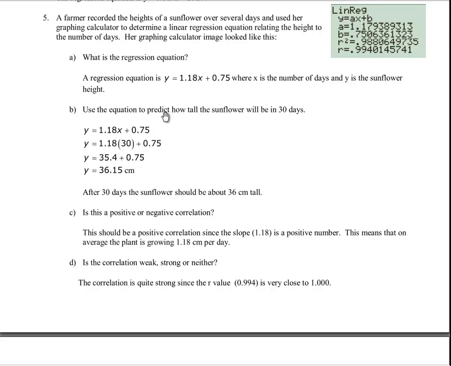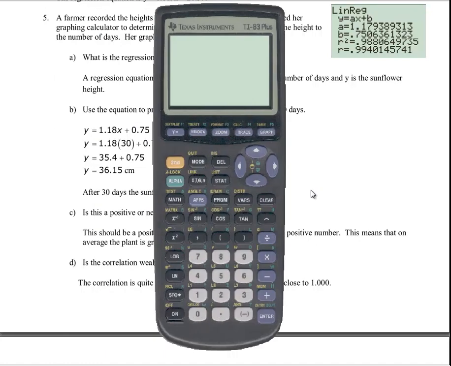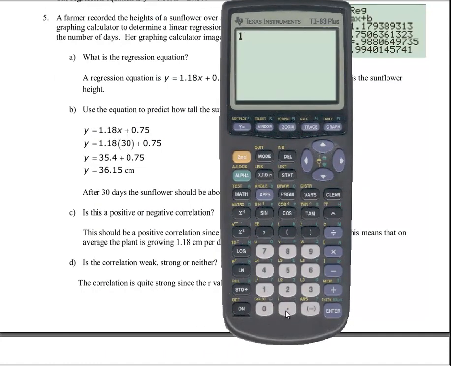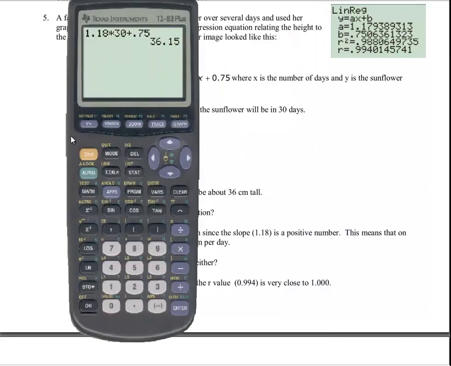In B, we're asked to use the equation to predict how tall the sunflower will be after 30 days of growth. So x is the number of days, so we put 30 in place of x here. So this is what the calculation would look like. We would go 1.18 times the 30, and then add the 0.75. So 36.15, so you expect it to be a little over 36 centimeters, or around 36 centimeters.